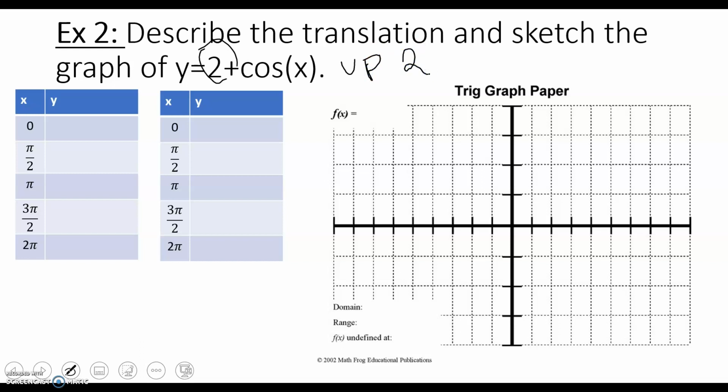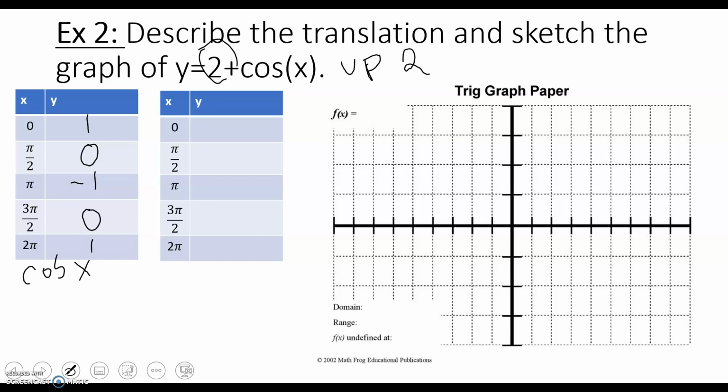Alrighty. We will have to start with the original graph of cosine of x. If I start with cosine x here, the cosine of 0 is 1. Cosine of pi over 2 is 0. Cosine of pi is negative 1. And then 0 and 1 again. Those are the points from the original cosine graph.